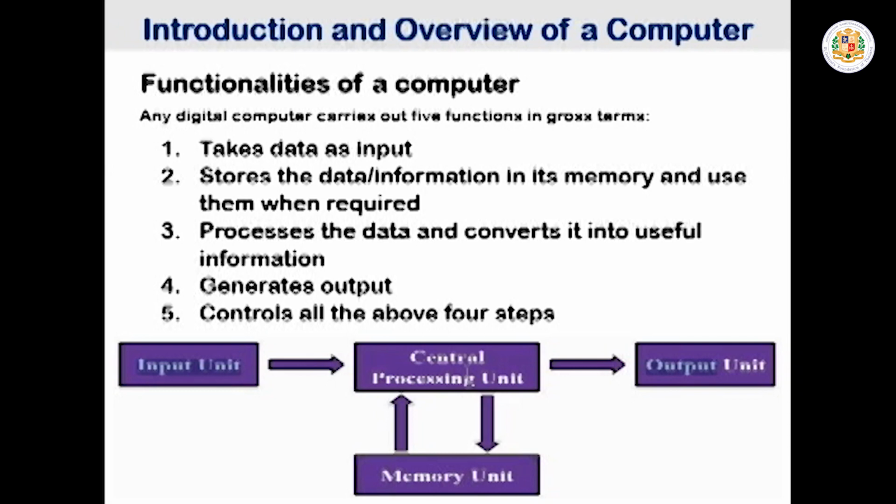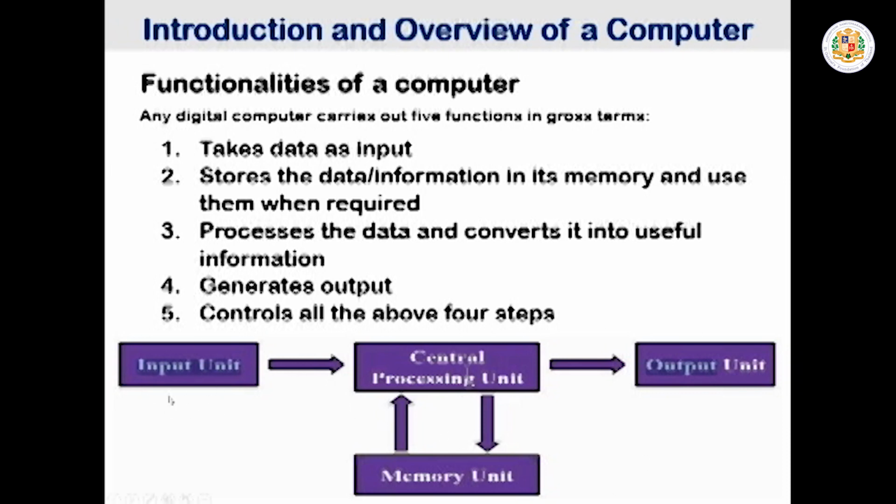Any digital computer carries out five functions in gross terms. Number one, takes data as input. Number two, stores the data or information in its memory and uses them when required. Number three, processes the data and converts it into useful information. Number four, generates output. And number five, controls all the above four steps.